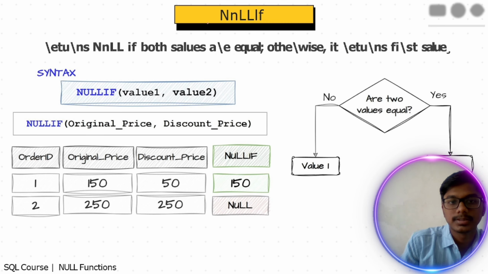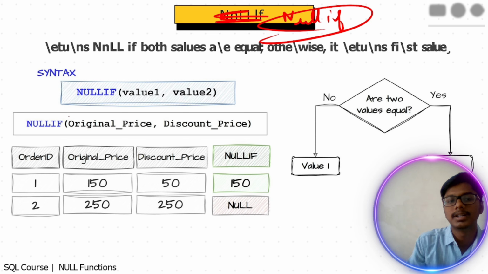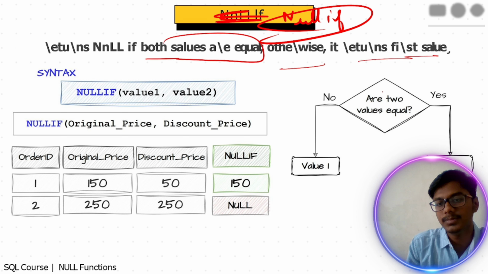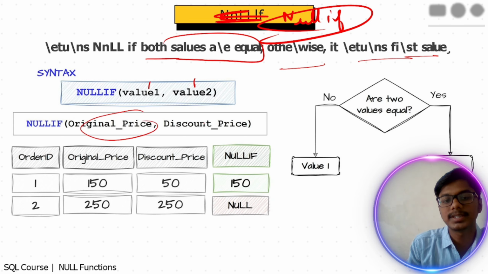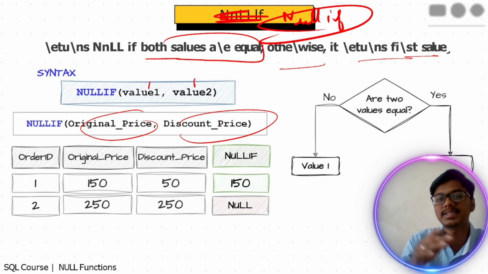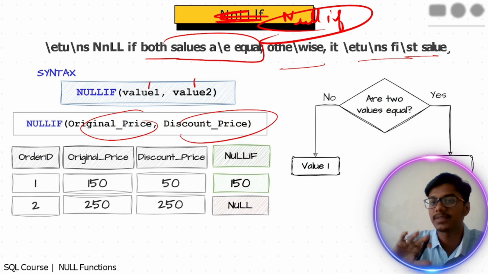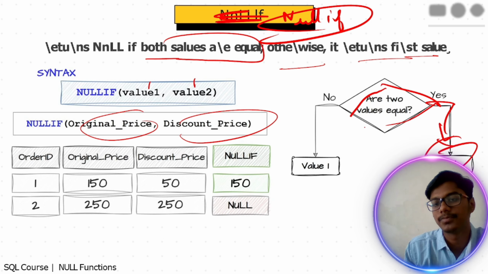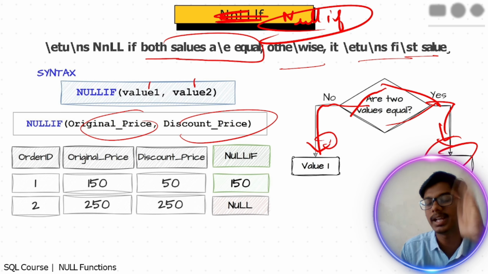NULLIF returns null if both the values are equal. Otherwise, it returns the first value. It checks NULLIF of value 1 and value 2. Here I am giving the original price and the discount price. It checks whether both the values are equal. If yes, it returns the null value. If no, it returns the value 1. That's what NULLIF explains, right?